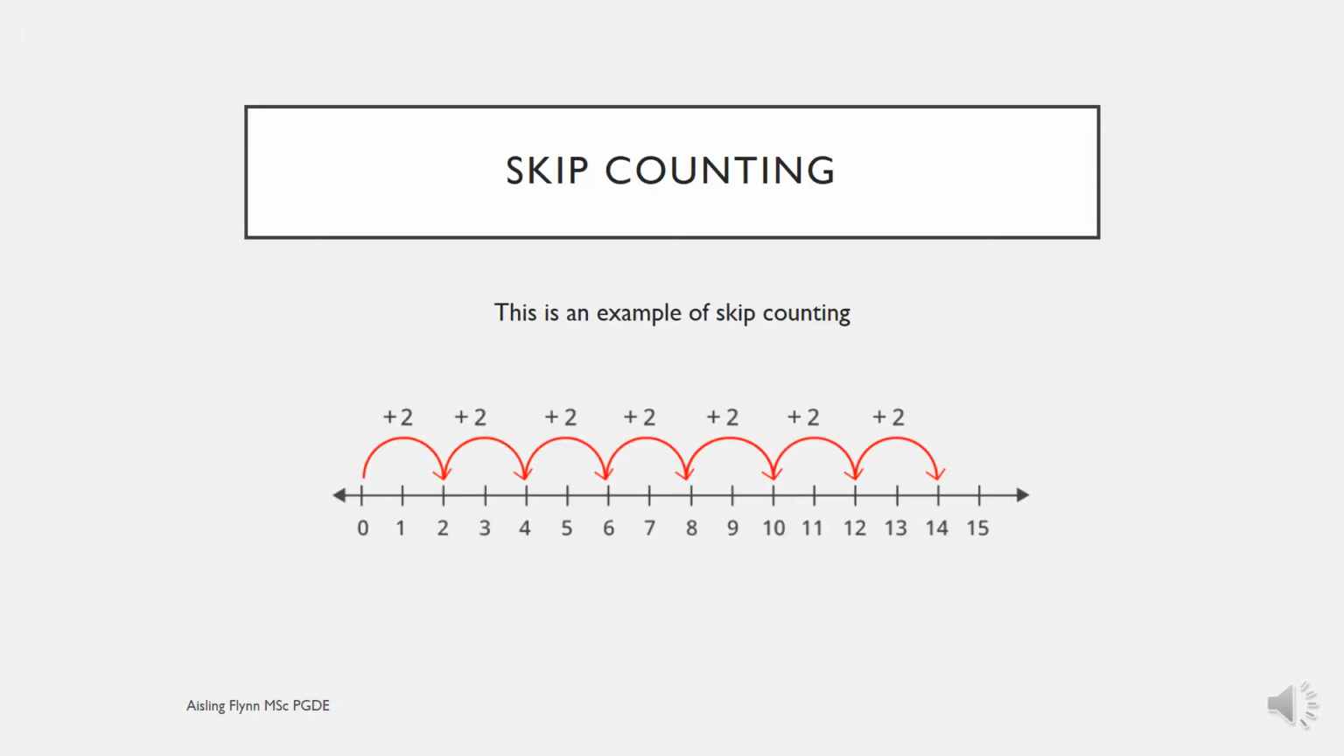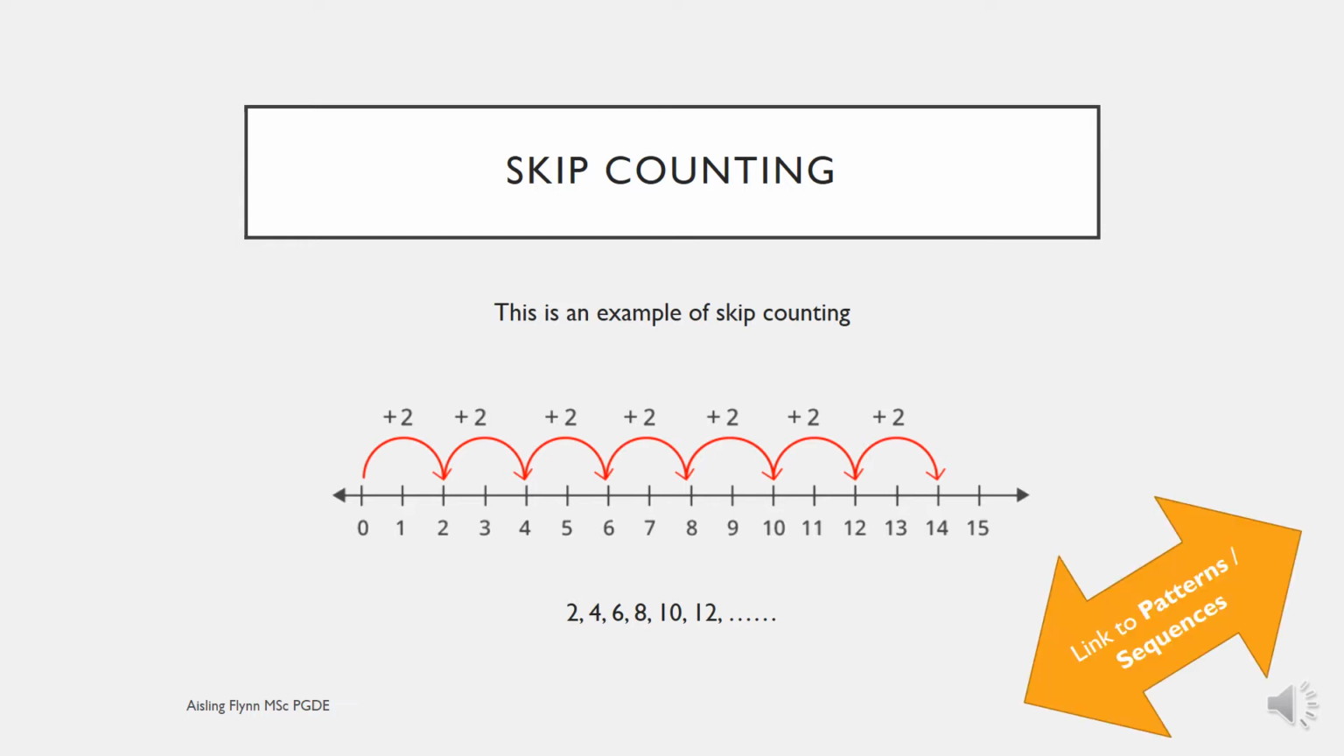Skip counting. This is an example of skip counting. When you're counting up, not in ones, but you skip or miss some numbers. But each time you skip the same amount. So here we're skipping in twos. So starting at 0, we skip to 2, skip to 4, 6, 8, 10, and so on. We get 2, 4, 6, 8, 10, 12, etc. You can see it makes kind of a pattern, and when we study patterns or sequences, we'll think back on this.